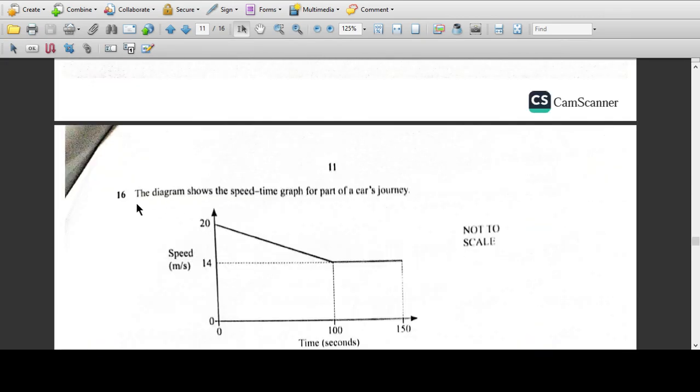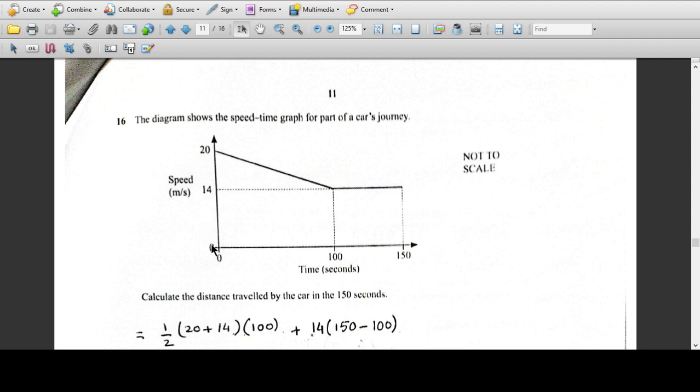Question number 16: the diagram shows the speed time graph of part of a car's journey. The speed changes linearly from 20 to 14 meters per second from 0 to 100 seconds, and after that it stays at 14 meters per second from 100 to 150 seconds. We have to calculate the total distance traveled by the car in the 0 to 150 seconds.